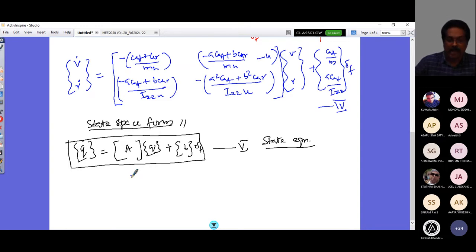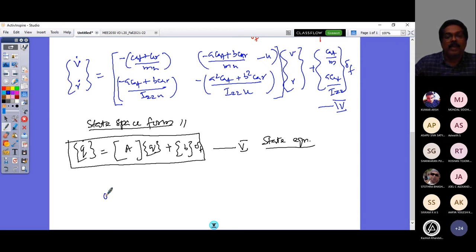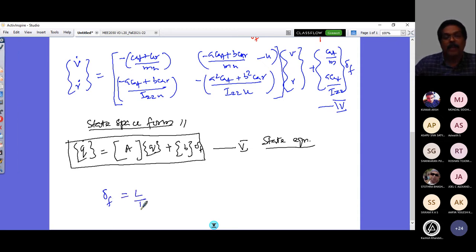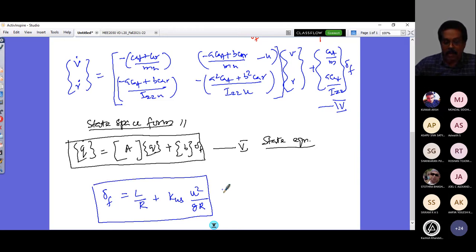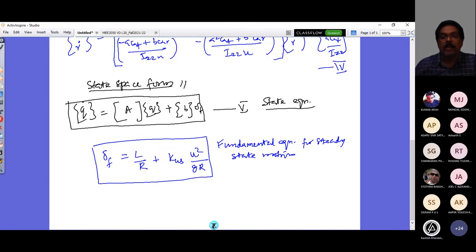You know that it's only one governing equation, and that governing equation was the sixth equation we derived in the last class, that was delta F equals L by R plus KUS into U squared by G into R. And this was the most fundamental equation of steady state motion. What is this equation called? It is the fundamental equation for steady state motion of your bicycle model. Steady state motion in cornering.